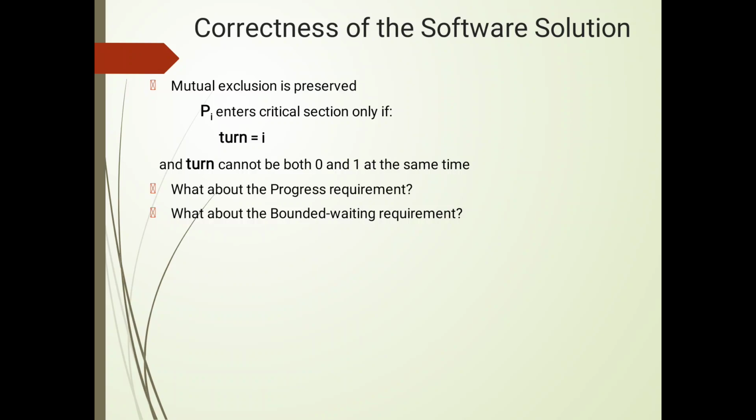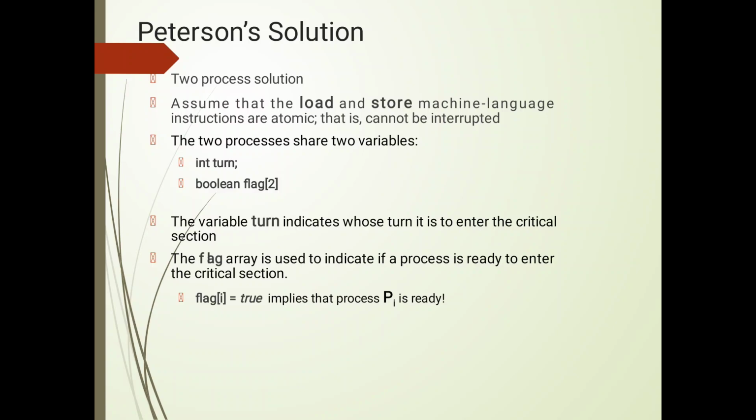Correctness of the software solution: mutual exclusion is preserved. Pi enters its critical section only if turn equals i, and turn cannot be both 0 and 1 at the same time. So what about the progress requirement? What about the bounded waiting requirement?